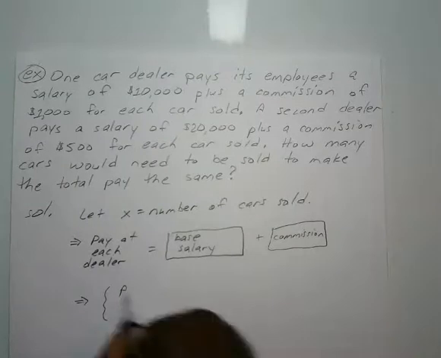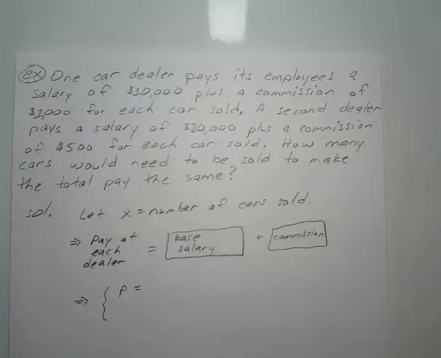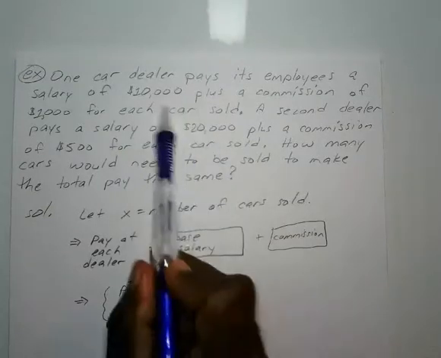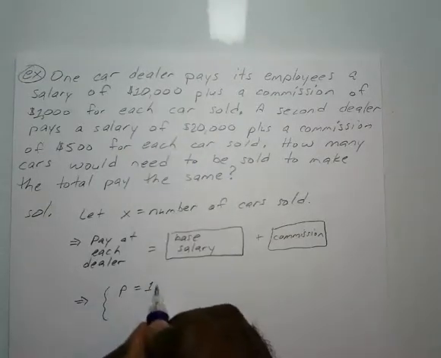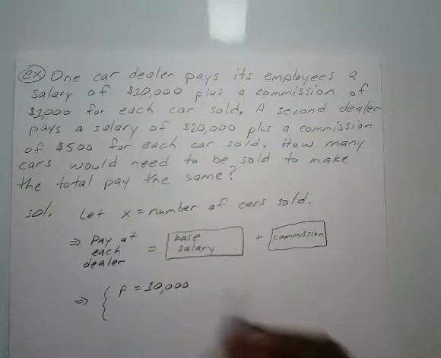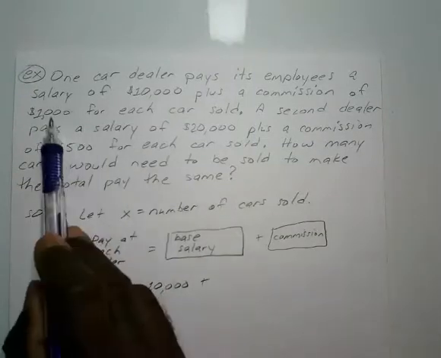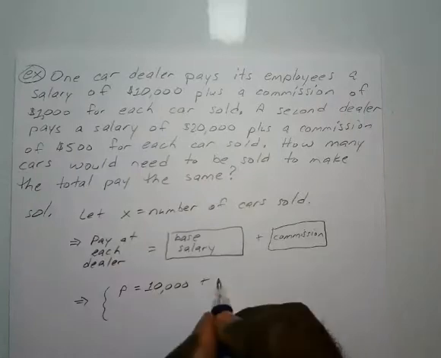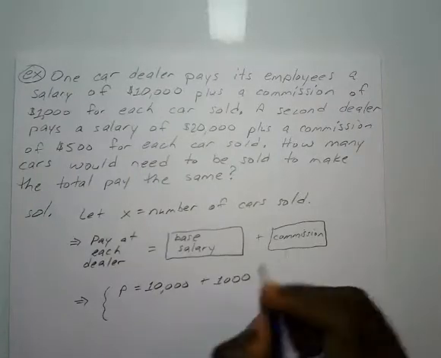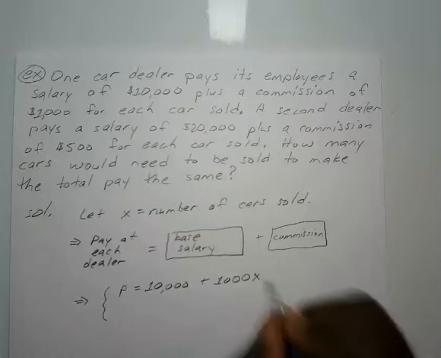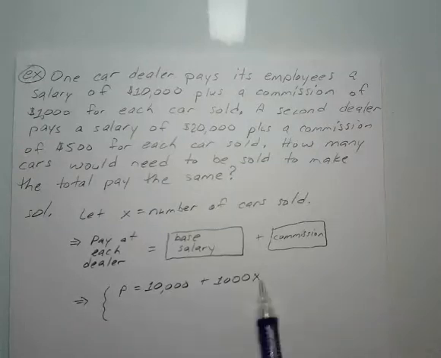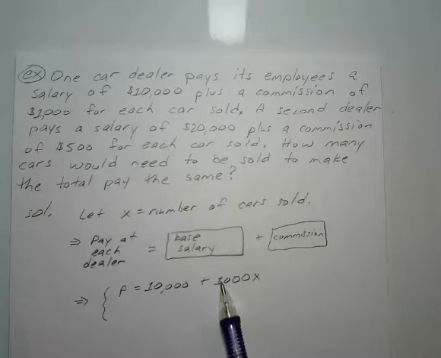we can see that the pay at the first dealership is equal to $10,000. Remember, that's your base salary plus the commission. So if they get $1,000 for each car, that's $1,000 times the number of cars they sell. So if they sell one car, it's 1,000 times 1. If they sell 2 cars, it's 1,000 times 2. So they get that $10,000 no matter what, but they just keep adding on $1,000 for each car they sell.